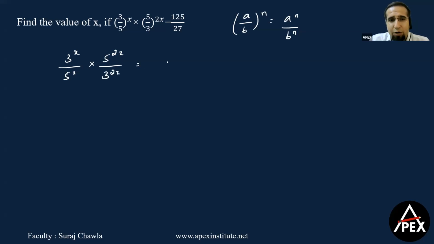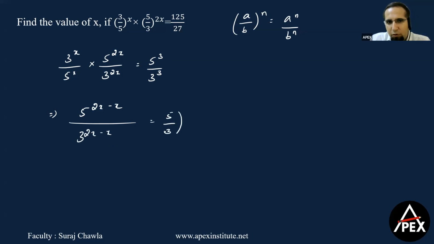On the right hand side, I know that 125 is a 5 cube and 27 is a 3 cube. So the numerator is a 5 cube and the denominator is a 3 cube. We can rearrange them. I can rewrite this as 5 to the power 2x minus x divided by 3 to the power 2x minus x is equal to 5 by 3 whole cube.